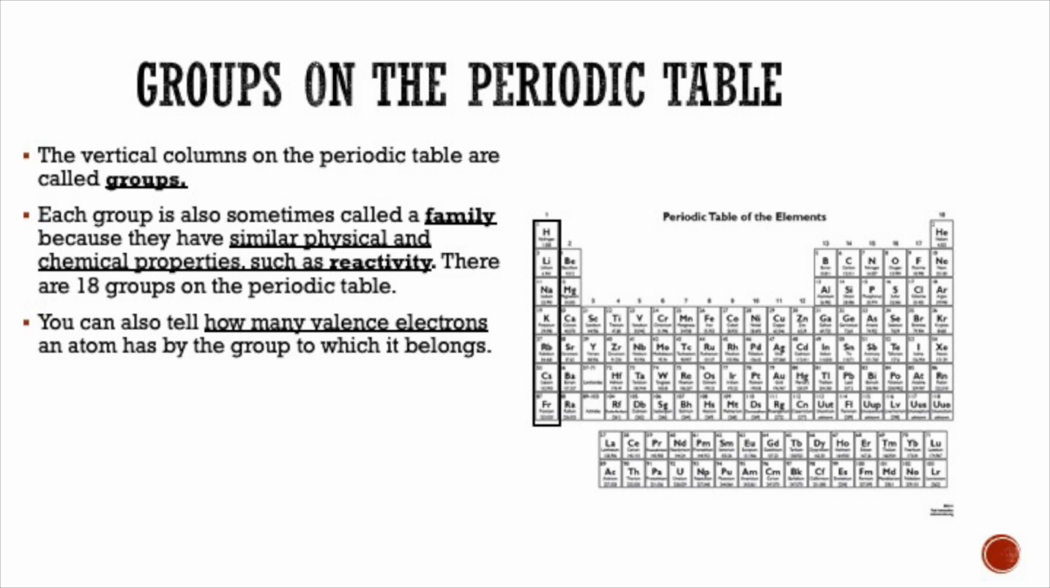You can tell how many valence electrons an atom has by the group it belongs to. So valence electrons are the outermost electrons. If it's in group 1, it has one valence electron. And we'll talk about that a little bit more tomorrow as we mark our periodic tables up. So watch this real quick about the alkali metals.